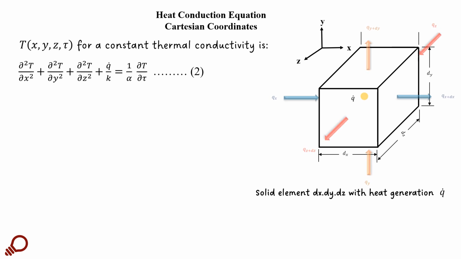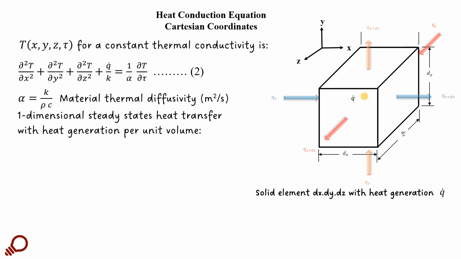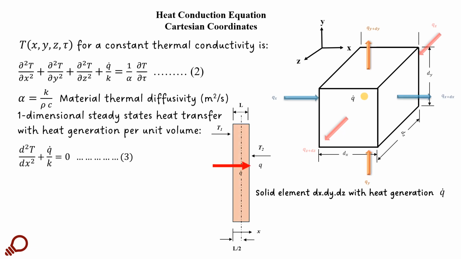We said that this equation represents the transient form of heat conduction in a plane wall in three dimensions. In this equation, alpha, as defined before, represents the material thermal diffusivity. The one-dimensional form for steady state has been derived as d squared T by dx squared plus q dot divided by k equals 0.